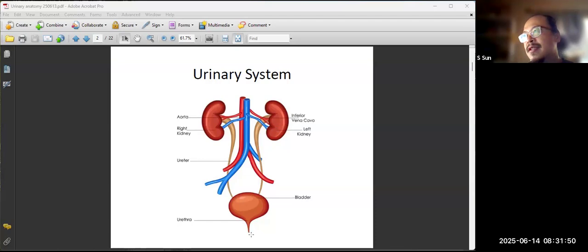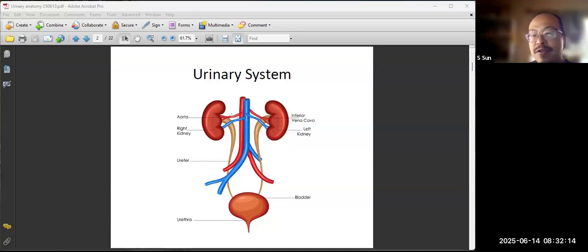So those are the organs. You need to know this. You can see that here we also show you the blood vessels. Blood vessels contain the blood, that is the cardiovascular system. So where does the urine come from? The first place, right? It comes from the blood.